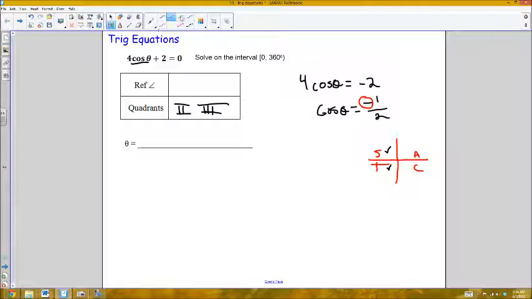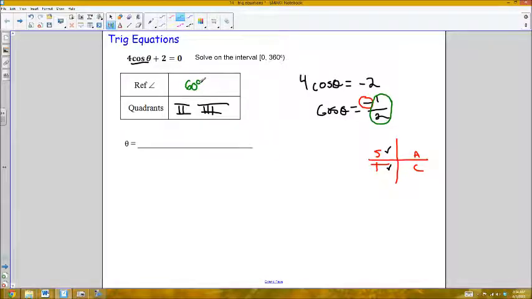The other portion is the value 1/2 is the ratio for cosine, and one of those basic reference angles that gives me that ratio is 60 degrees. So I know that my reference angle will be 60 degrees. So in order to get this information, it's the ratio and the sign.